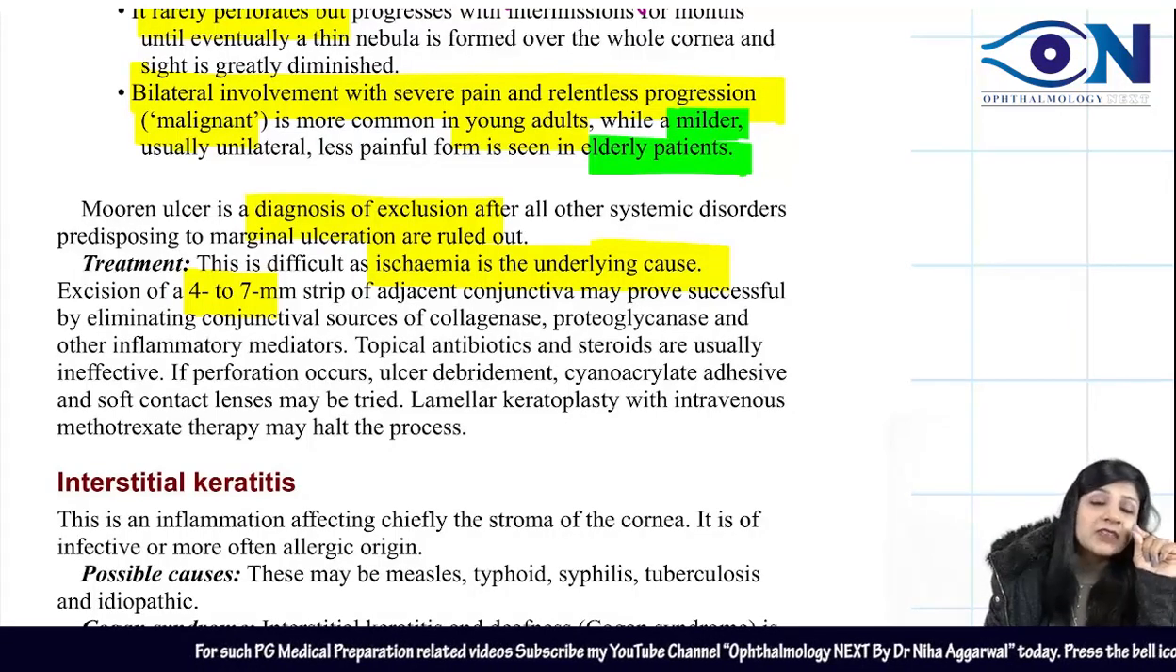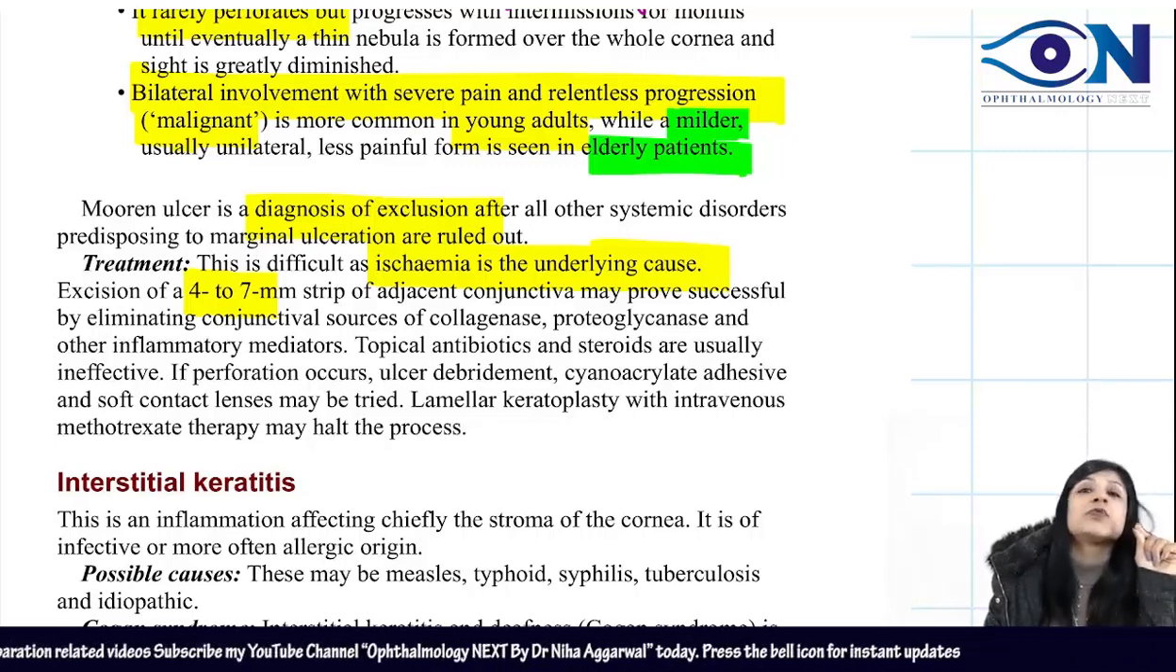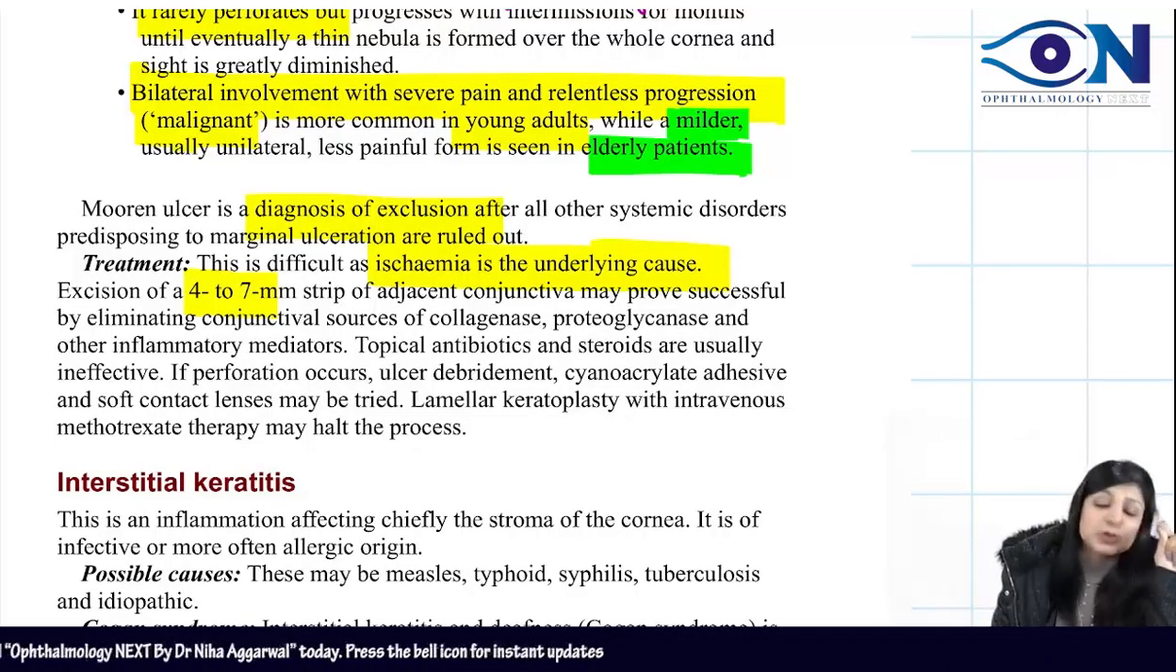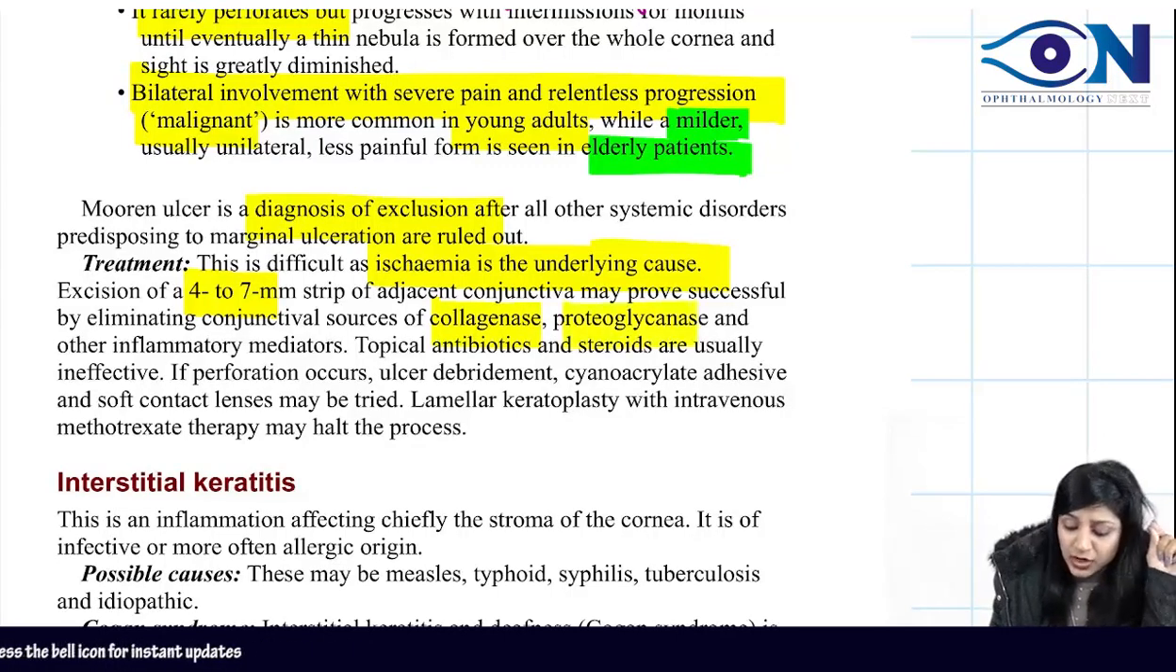So what we are doing is, when we are excising this conjunctiva, you are removing the enzymes which have been released as the autoimmune etiology, like collagenase enzyme, proteoglycanase enzyme, other inflammatory mediators.